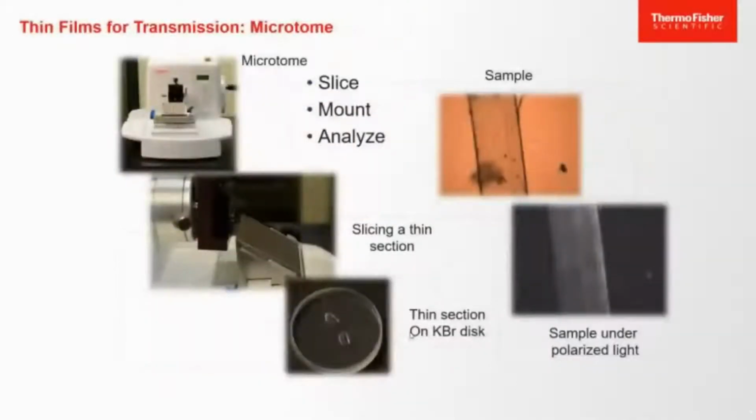Now, this is a thin film for transmission where I'm microtoming it. You can see in the top left, that's the microtome. And then in the left center, you can see the blade approaching the sample, cutting off a thin film. And then in the bottom, you see the effect of those thin sections on a KBr disc.